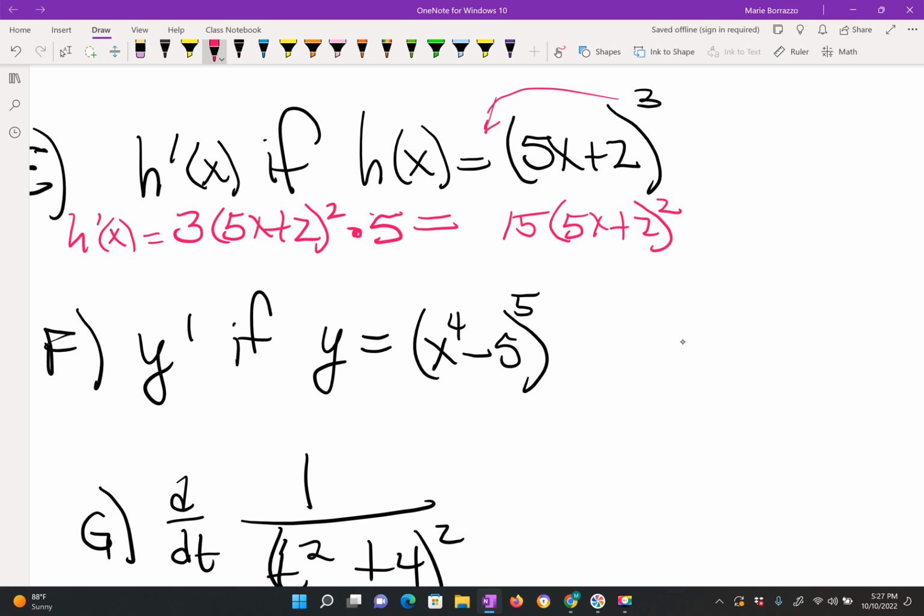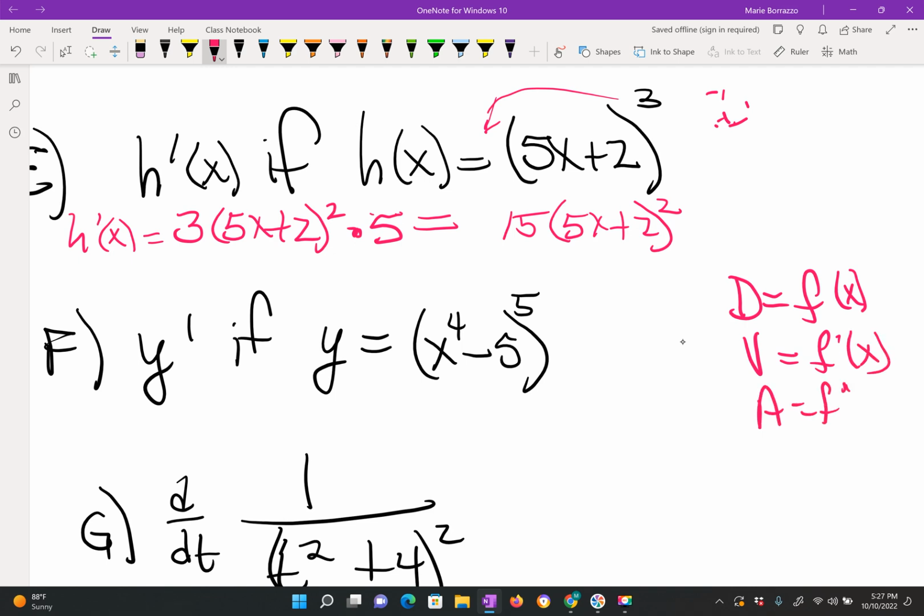Remember, it's displacement, velocity, acceleration. Sorry, my screen is cracked. Displacement is that first derivative. No, actually displacement is your original equation. My bad. Velocity is your first derivative, your rate of change. Acceleration, that's your second derivative. So just derive from where you are. Okay, so DVA: displacement, velocity, acceleration.